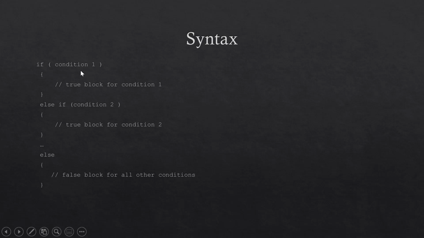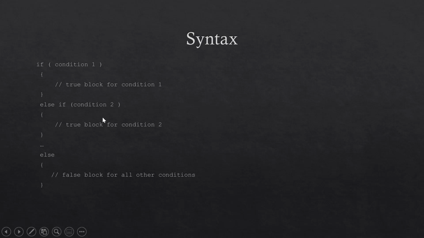If this first condition is not true, we have else, but it's not one else, we have else-if. So we have another condition that we want to check. So we check the first condition, it's not true, so we'll go to check another condition. If that condition, condition 2, was true, we'll execute the true block for that condition, and then we are skipping.